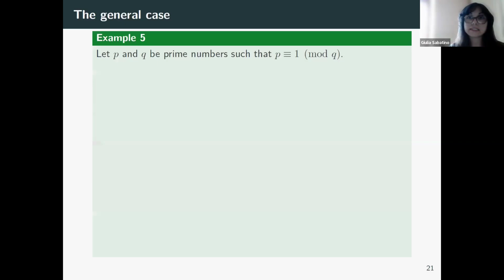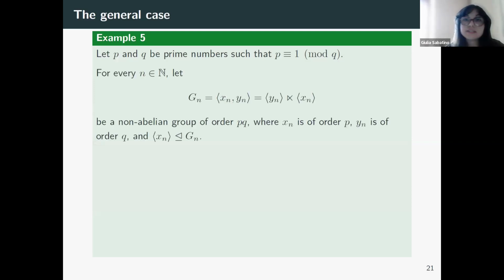What about the general case? Let's see the following example to study the general case. Consider P and Q two positive prime numbers such that P is equivalent to 1 modulo Q. And then for every natural number n, let's consider Gn the subgroup generated by two elements xn and yn, where xn has order P, yn has order Q, and the subgroup generated by xn is Gn invariant. This is a C group because of its structure, because as you can see, it is a semidirect product of a group of order P and a group of order Q.